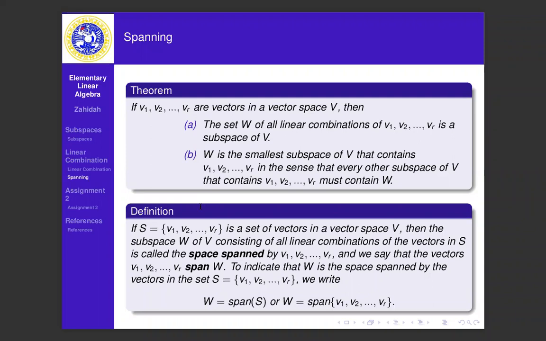Okay, this is the definition for span. We have a set S that contains our vectors of vector space V. Then the subspace W of V consists of all linear combinations of the vectors in S. We call it the space spanned by the R vectors, and we can say that the R vectors here span W.